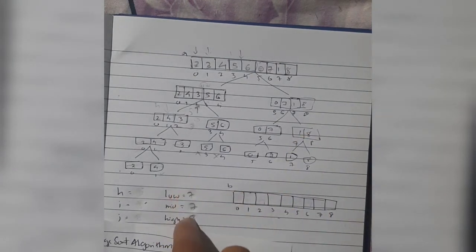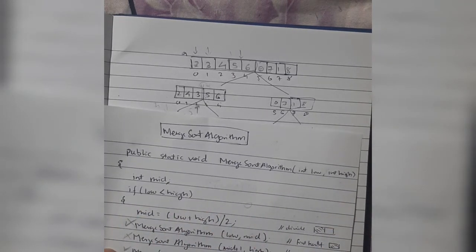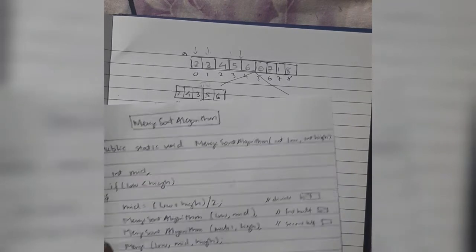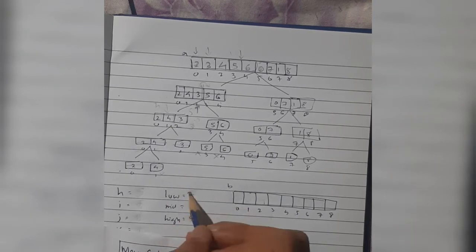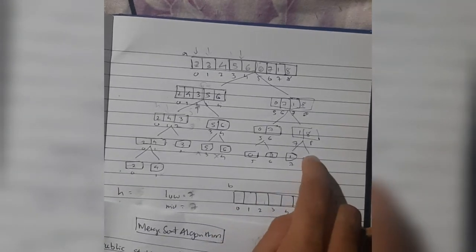See here, low and high are these values. So low is less than high. We'll be executing these lines of code. Okay, mid is calculated, which is 7. And then merge sort will be called. Merge sort algorithm, low comma mid. What is low and mid? 7 and 7. When 7 and 7 are called for this function, it will not execute. Okay, since these are the same value, then we'll call for this one.